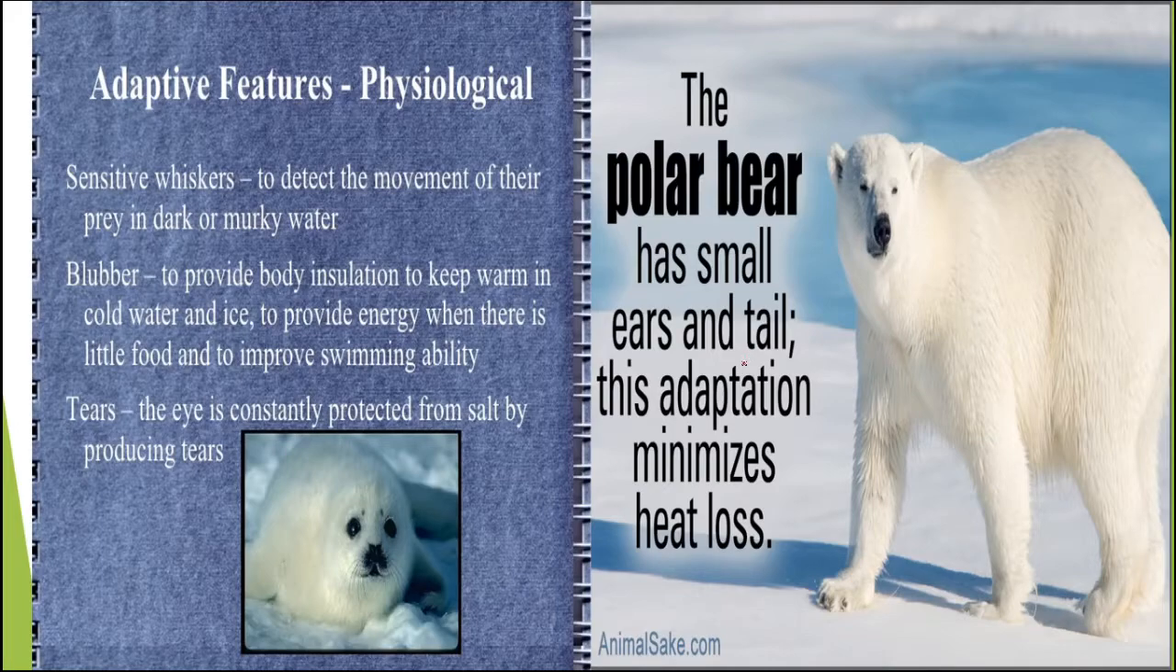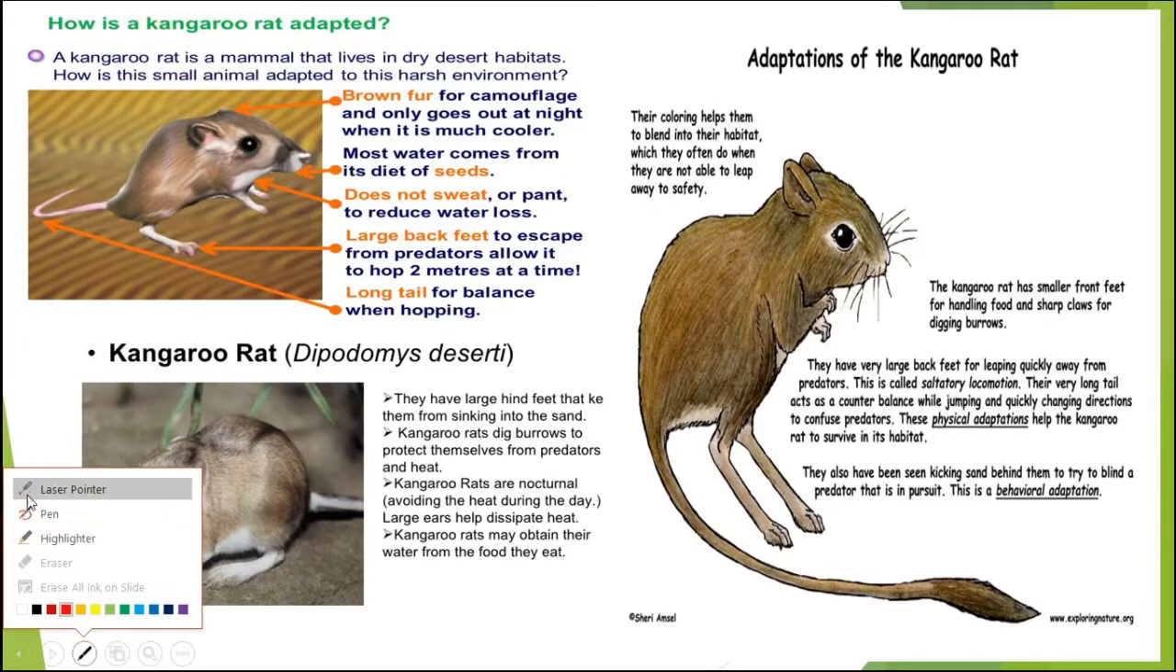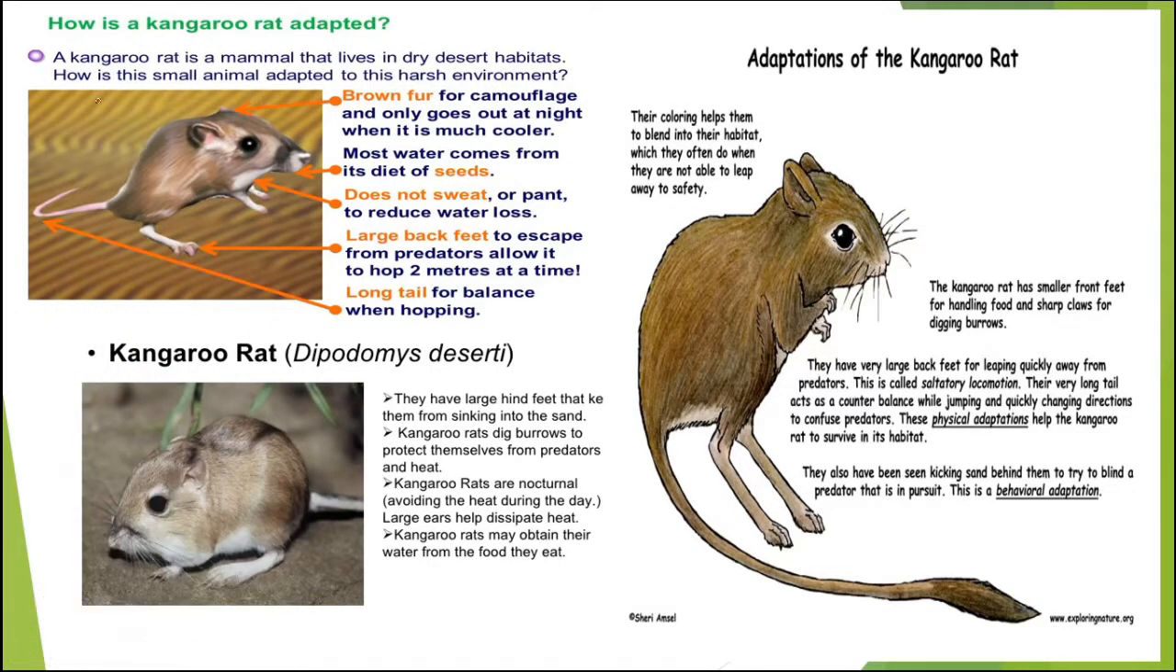So to minimize the heat loss from the body, limb, ear, tail, etc. become reduced in size. And that is also known as Allen's rule. In this slide, we can see the kangaroo rat which is living in the desert condition and is adapted to its harsh environment, like the presence of brown fur.